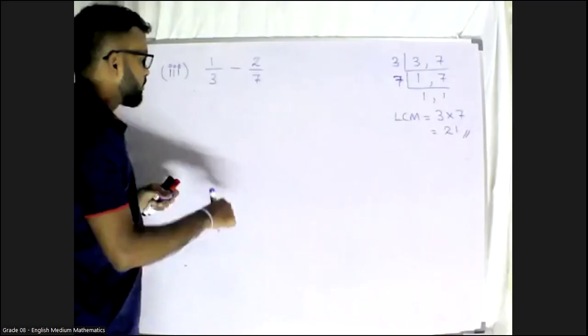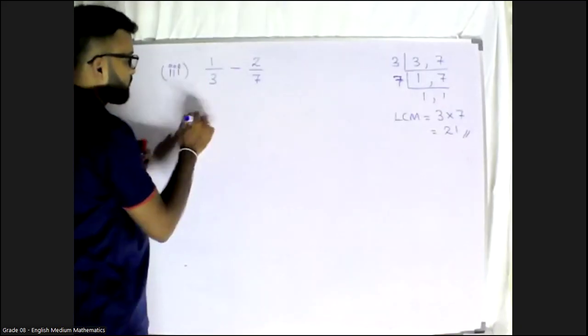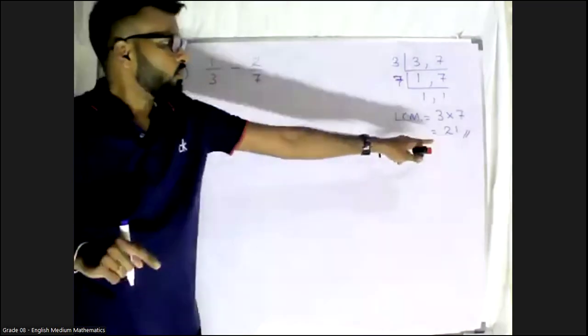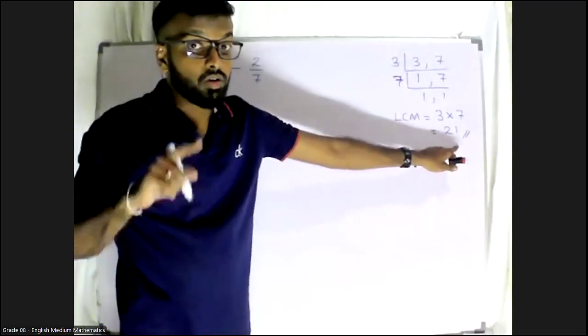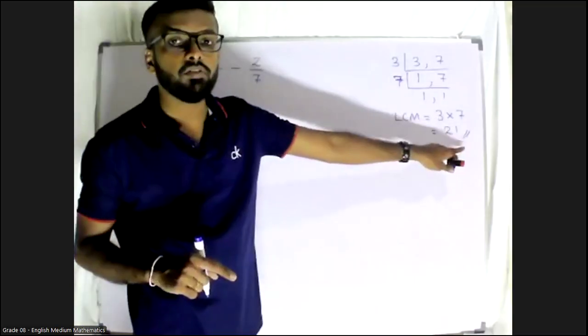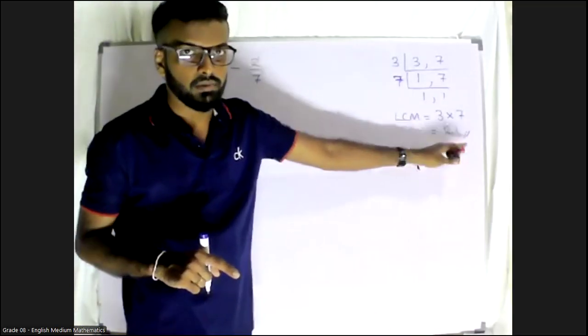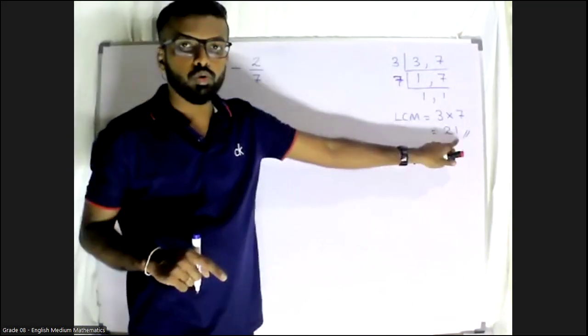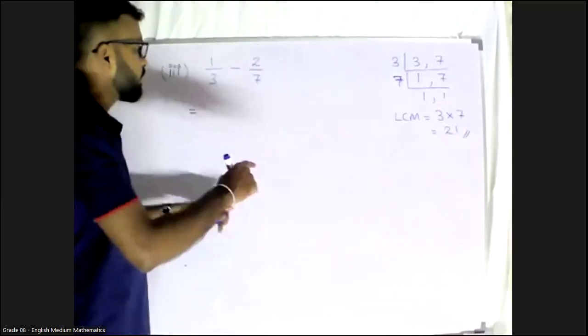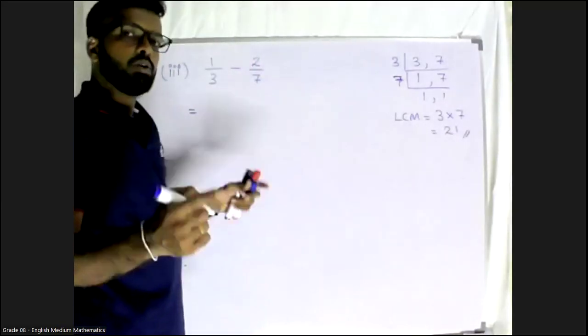Right? So equal mark. What is the meaning of LCM? The common denominator for both of these numbers should be converted into 21. 3 needs to be converted into 21. 7 needs to be converted into 21. So if you know the multiplication table, you can do that.